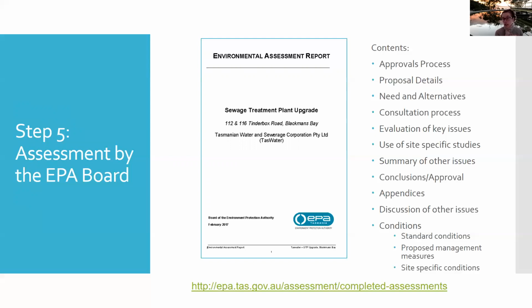Obviously, they had to do lots of site-specific surveys: flora, fauna, water quality, noise, odour. And these guys actually had to do the modelling. So they had to do the complete noise modelling and the complete odour modelling to work out where the impacts might be.